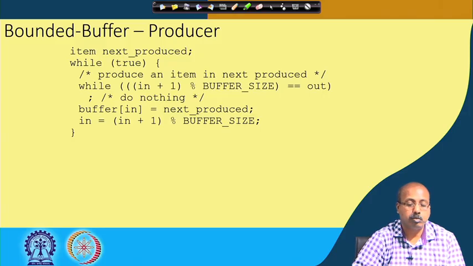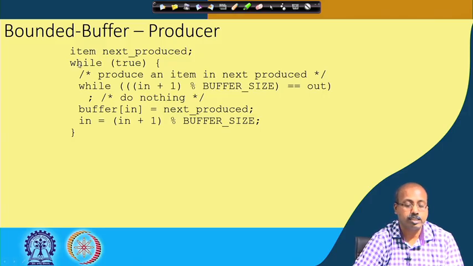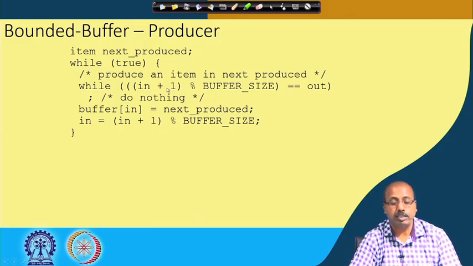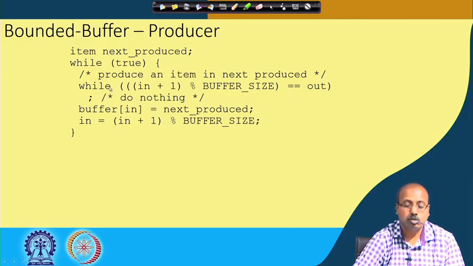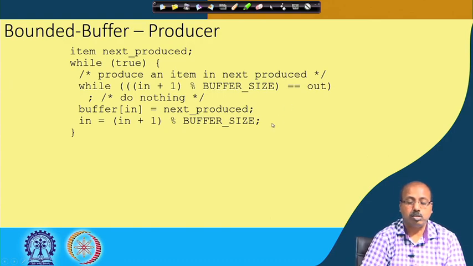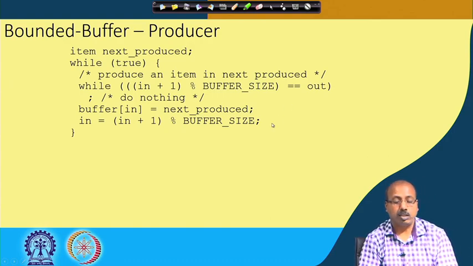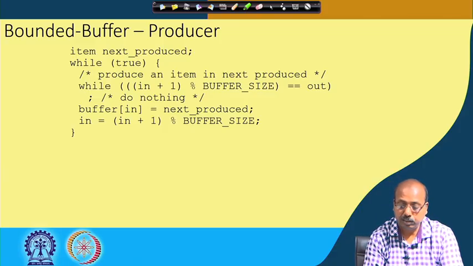What it does is that the process is an infinite loop: while true. It produces an item in the variable next produced, which is a variable of type item. So the item is produced in that variable. Then, while (in plus 1) % buffer size is not equal to out, do nothing.